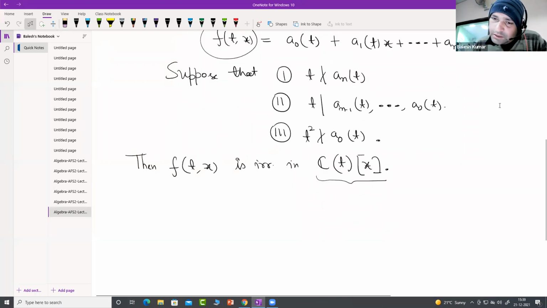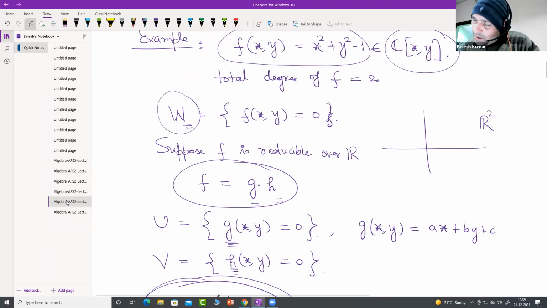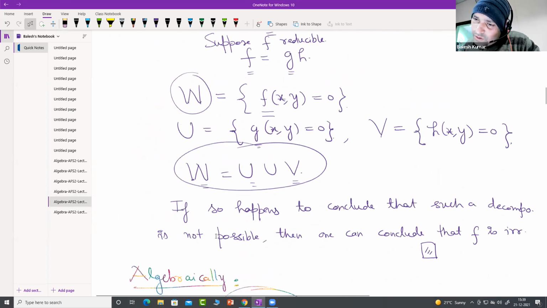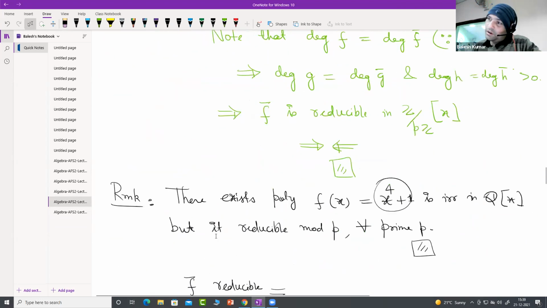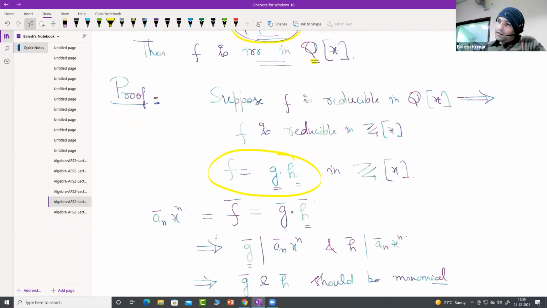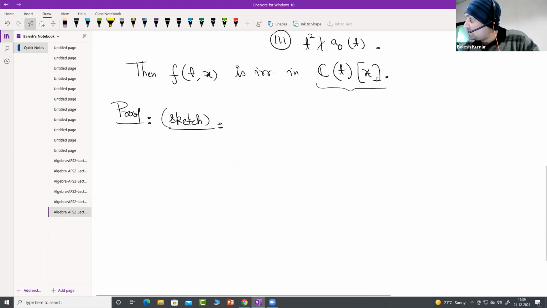Okay, so let us try to sketch the proof of this, and then we will proceed further. The proof is more geometric in nature. Though it seems to be geometric, the idea is exactly similar to the proof that we discussed yesterday in the case of the Eisenstein criterion for integer polynomials. So the arguments will be exactly similar. We assume, by the method of contradiction, that f is reducible in C(t)[x]. So let us start with the proof.